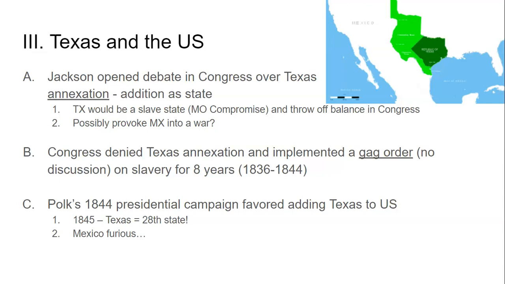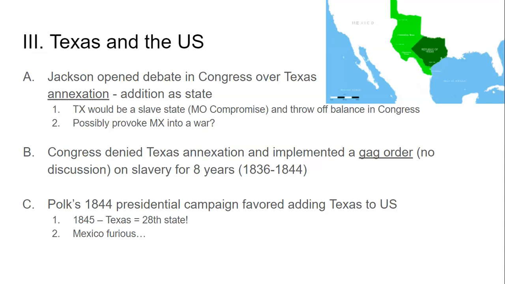So because of these debates, especially the debate over slavery, Congress just denied Texas annexation at the time in the 1830s and said, you know what, for 8 years, we have so much stuff going on right now. We have tariff issues, we have economic crisis issues, we have so many problems. We just need to stop talking about slavery for 8 years. So they put a gag order on slavery from 1836 until 1844. If you're not debating slavery, then you also can't really debate adding Texas, because the debate over adding Texas is a debate over slavery.